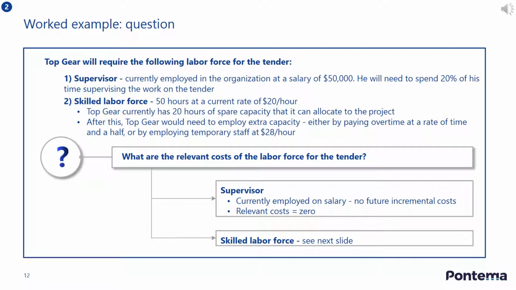Take time to review the case example on whether to accept a tender to manufacture a bespoke machine, and the question to be answered. The supervisor is currently employed on salary, meaning no future incremental costs. However, for the skilled labor force, the relevant costs are shown on the next slide.